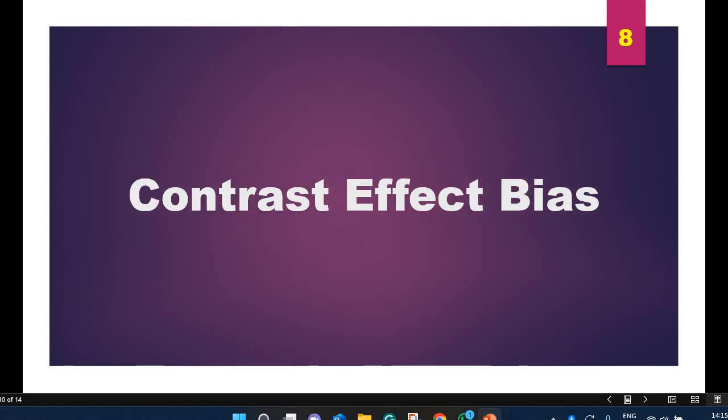Contrast effect bias, this is when we compare people rather than assessing them individually on their own merits. Like I always compare this guy, who has more money than this guy, but it might be that the guy with less money is a better person, has good character. So this is mainly comparison. We want to see the contrast between two people, and we compare them, but we don't see them as two different individuals who have both good and bad in them individually. So this is the contrast effect bias.